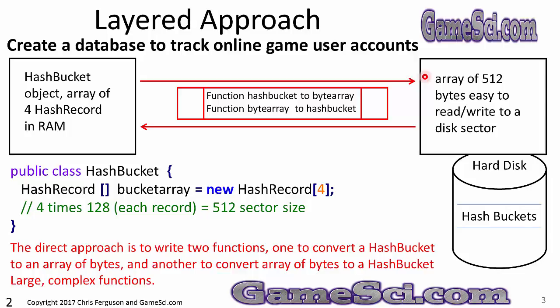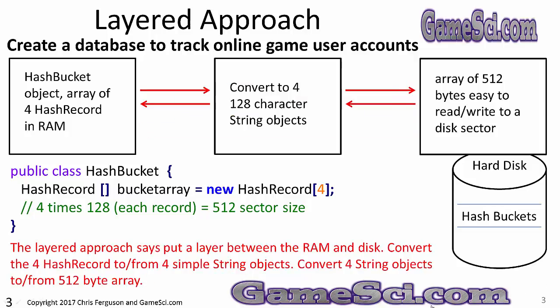When I'm ready to read a bucket from disk, I will read the array of 512 bytes. That's easy. And then I will convert it back to a hash bucket, an array of 4 record objects. That is the direct approach. I'm going to show you an alternative to doing it.